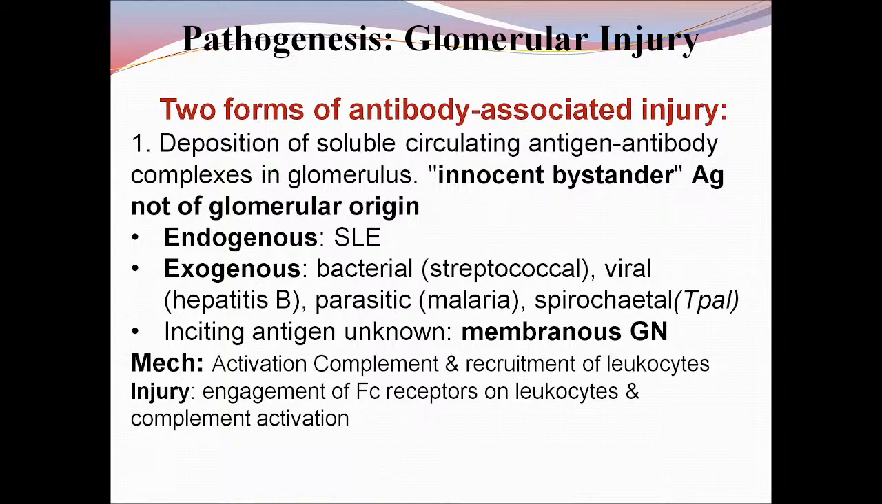So, in the case of SLE, antinuclear antibodies may get deposited to form antigen antibody complexes formed by the body itself, while in the other case these are antibody complexes formed because of exogenous organisms, like I have told you, bacteria or viruses. And particularly in membranous nephropathy, no inciting antigen is known. So, this formation of antigen antibody complexes where there is no primary injury or pathology in the kidney, that is the deposition of soluble circulating antigen antibody complex, is one of the etiologies.